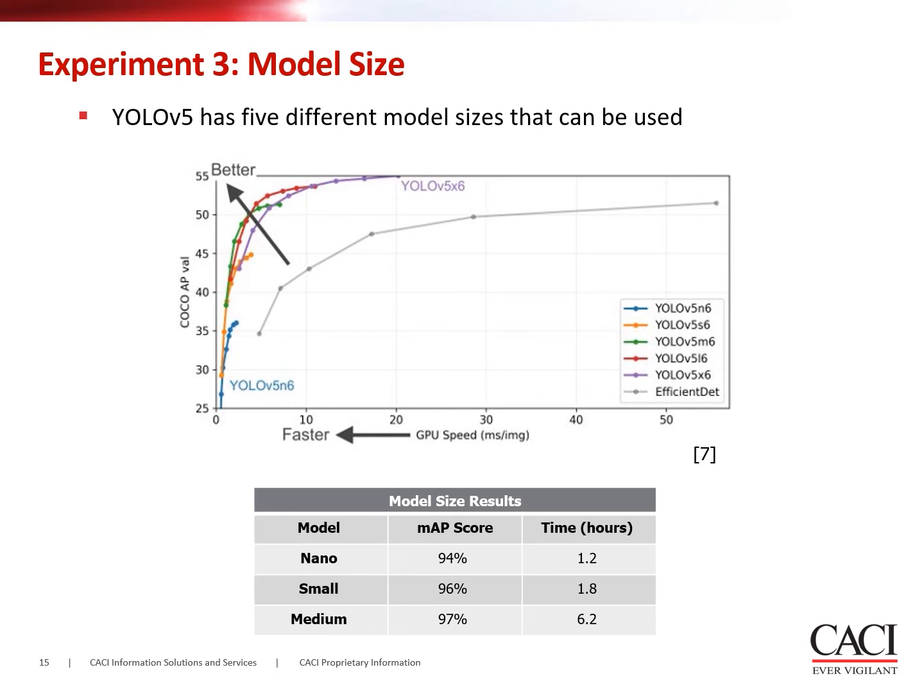To determine which model size to use, the same data with the same input parameters were run with each model size. Based on mAP scores and time required to run, the medium model size was chosen as the optimum model for all signal experiments.